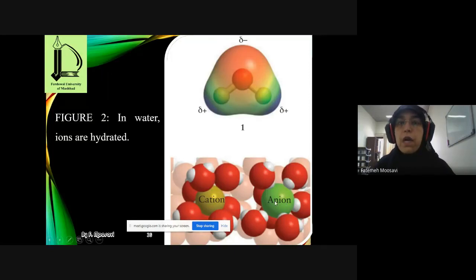So, hydration arises from the interaction between the ion and partial charges on polar water molecules. This is an example of an ion-dipole interaction.